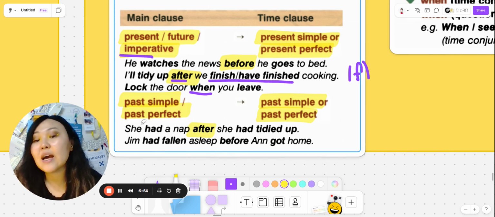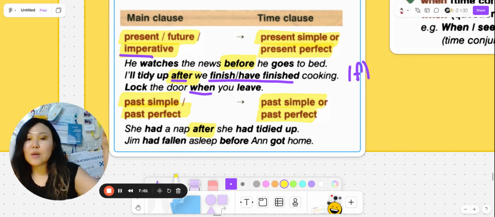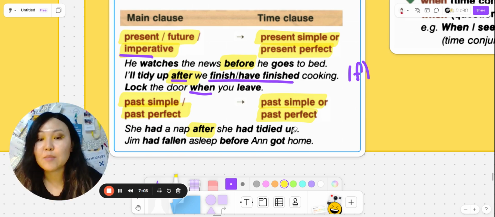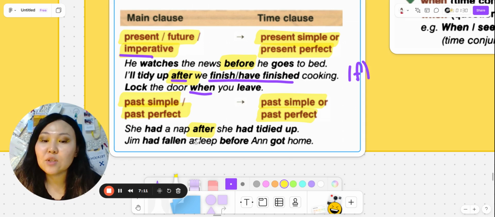Okay? She had a nap after she had tidied up. Firstly, she had tidied up and then she had a nap. And this is a sequence of tenses. It needs to be logical. Past, past. Next one. Jim had fallen asleep before Anne got home.